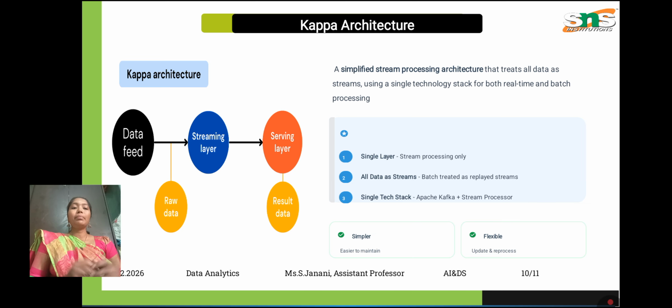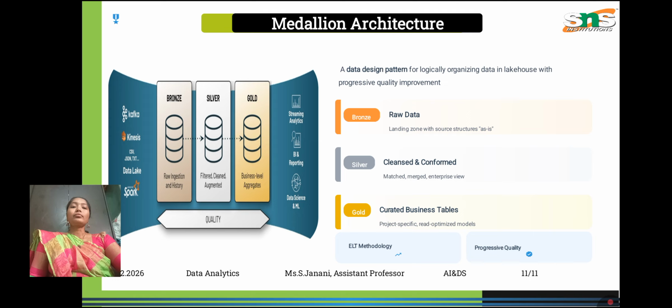Next we are going to see the kappa architecture. It is a simplified stream processing architecture. These are some of the different types of architecture we are going to see. The kappa architecture is mainly used for online streams, and it is also used for historical data streams.